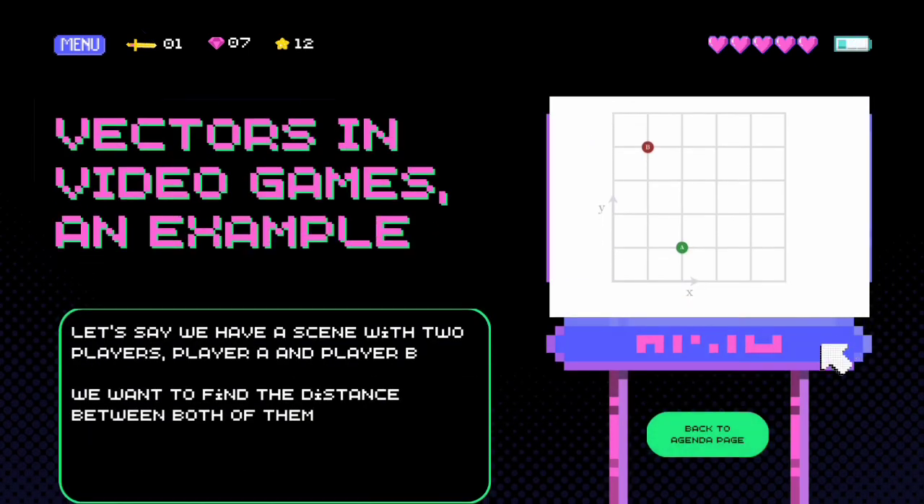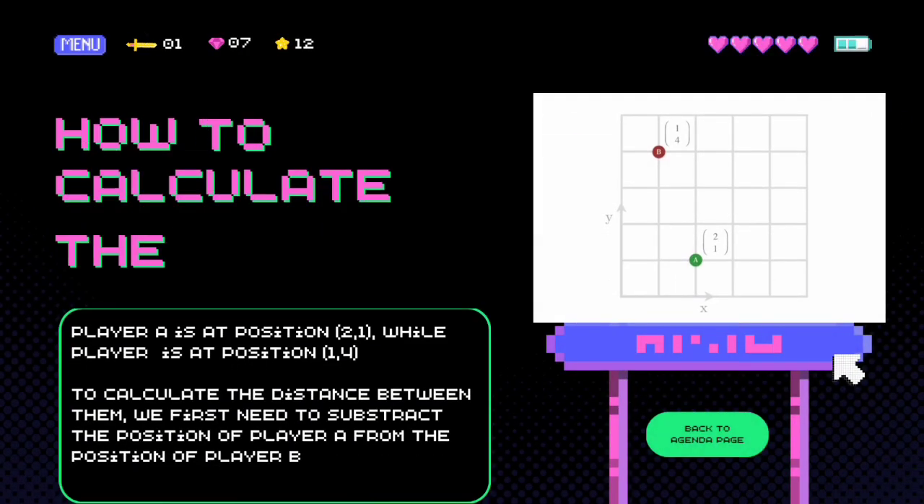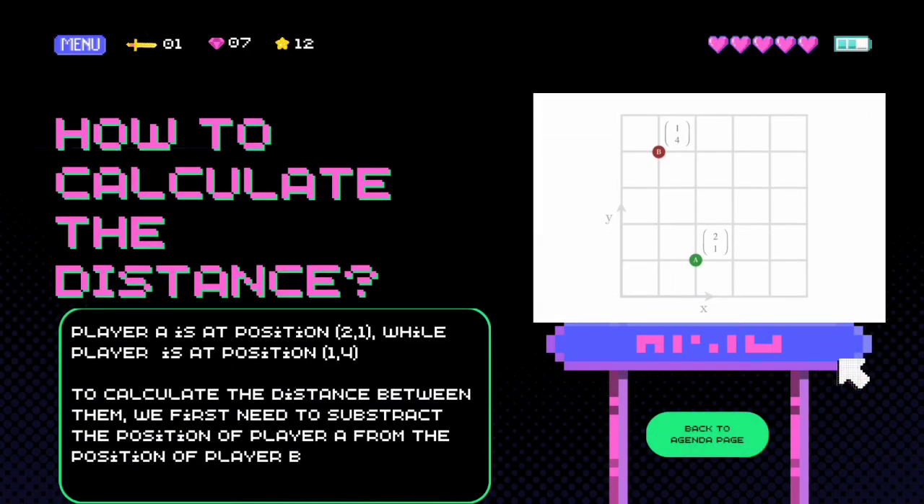Today I will be talking about examples of vectors in video games. Let's say we have a scene with two players, A and B. We want to find the distance between both of them. Player A is at position 2, 1 while player B is at position 1, 4. To calculate the distance between them, we first need to subtract the position of player A from the position of player B.